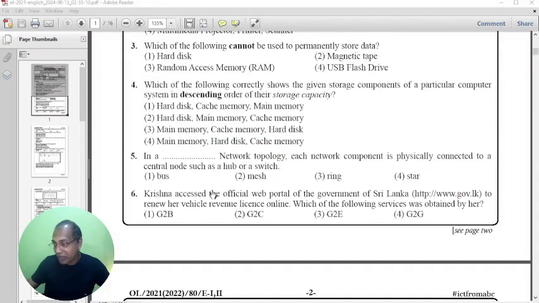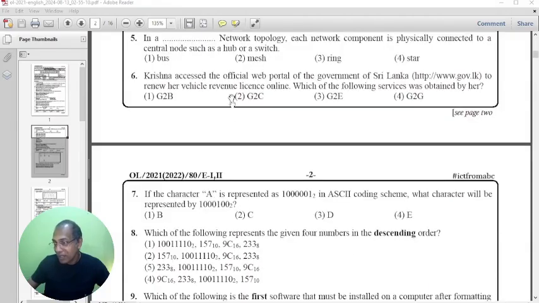Let's look at the next question. In a network topology, which topology is this? Most probably, each network component is physically connected to a central node, such as a hub or a switch. So what topology is connected using a switch or a central hub?